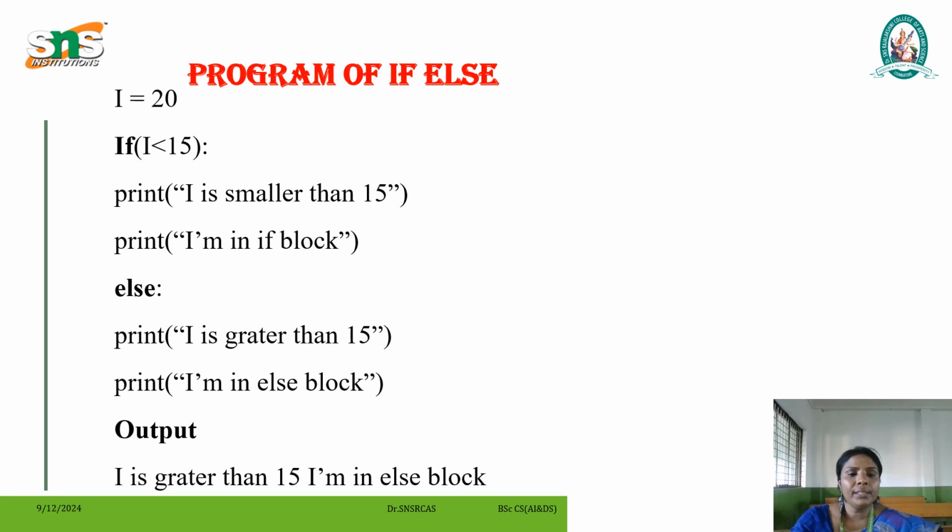The first print statement is "i is greater than 15". Then the second print is "I am in else block". So the output of the program is "i is greater than 15" and "I am in else block".